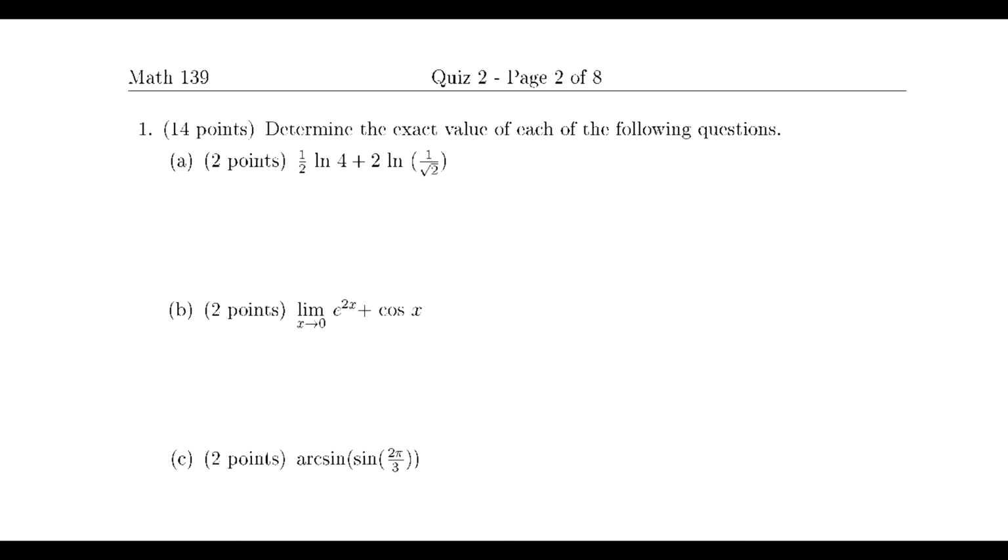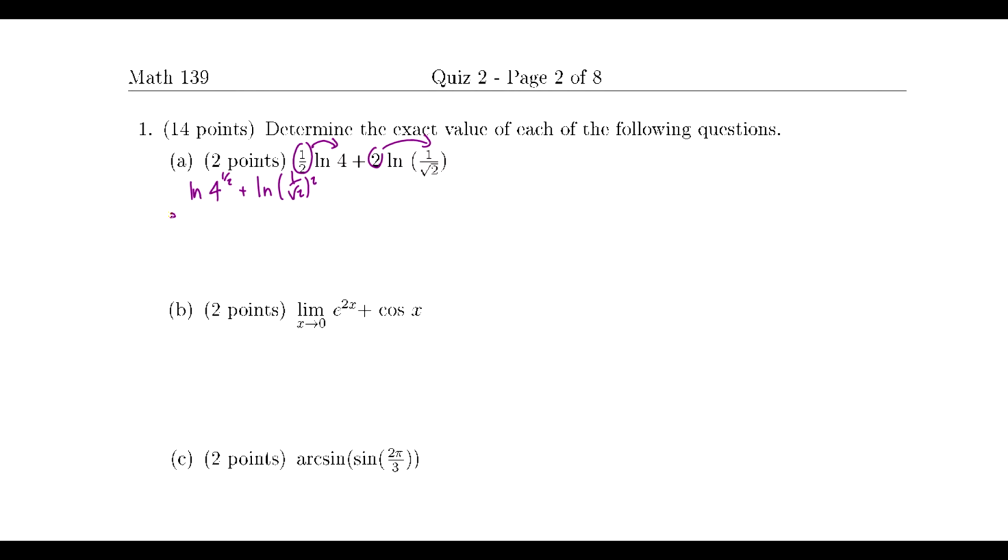So some of these are limits, some of these are trig, some of these are logs. I figure it's good to give you guys some review with some of this stuff. So we have 1/2 ln 4 plus 2 ln of 1 over root 2. Well, what we can do is raise the constants out front to the exponent. So we're going to have ln 4 to the half plus ln (1 over root 2) squared.